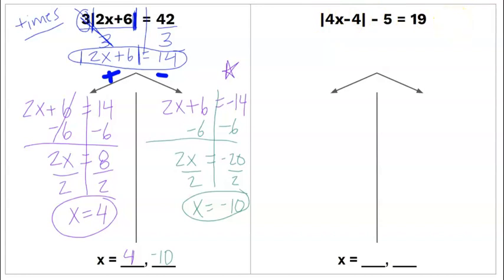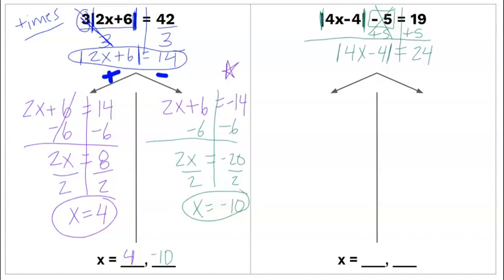We have the absolute value of 4x take away 4, take away 5 equals 19. So again, we have to do one step because we need the absolute value bars to be the only thing over here. But we've got this minus 5 that's over here on this side as well. So we have to undo minus 5 with a plus 5 on both sides. Negative 5 take away 5 cancels out. We are left with the absolute value of 4x take away 4 is equal to 19 plus 5 is 24.